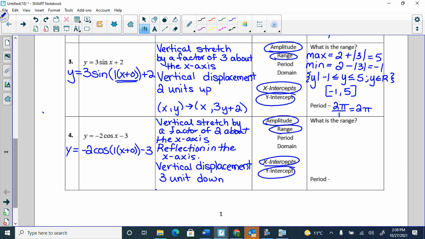Mapping. Okay, good. X, Y. Did anything happen to my x's? Is there anything sitting in this bracket? Nada. So the x is going to stay, and the y is going to get multiplied by 2 and subtract 3.